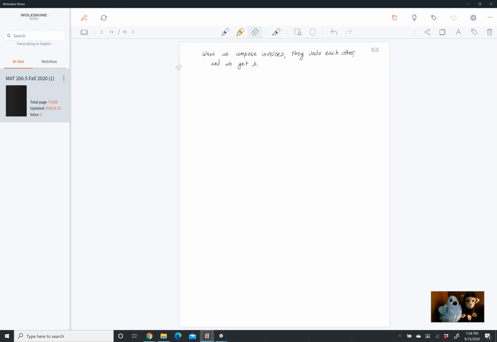This is how we could check if two functions are inverses. This means f of f inverse of x is equal to x. And it works the other way around. F inverse of f of x is equal to x. Okay, so what does this mean? If we have f of x equals 3x minus 5, f inverse of x we found to be x plus 5 over 3.